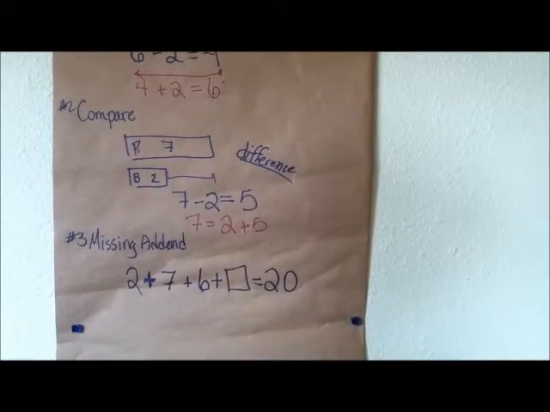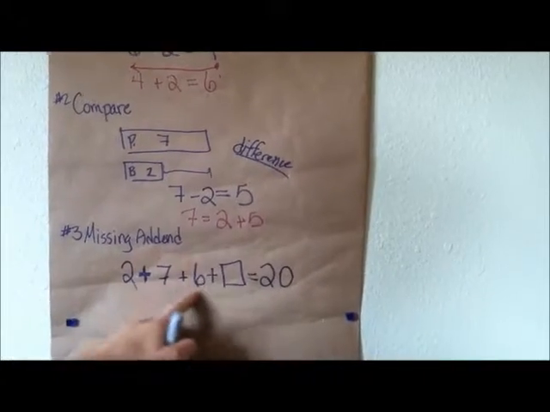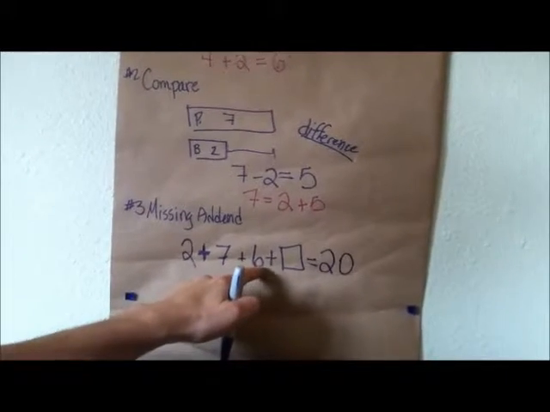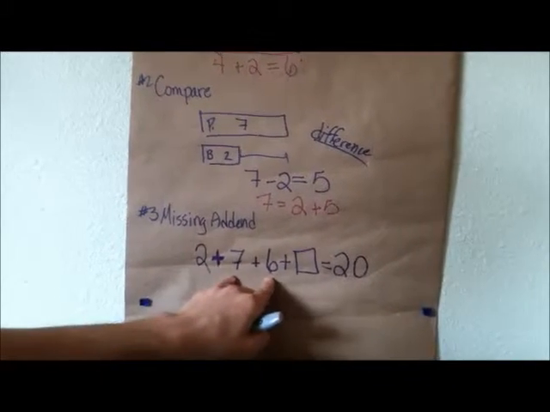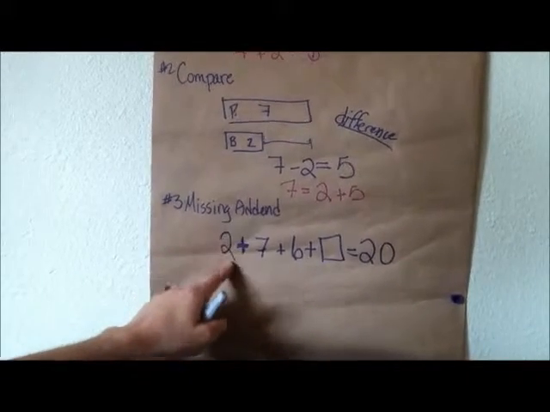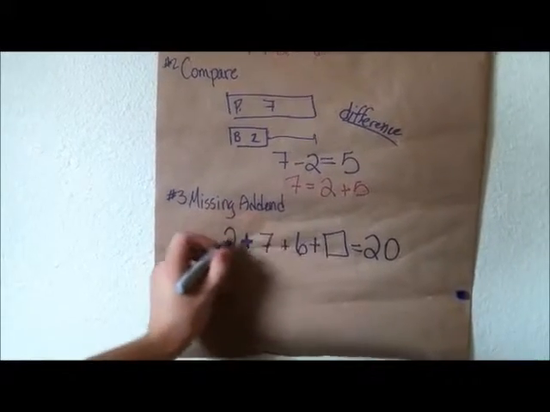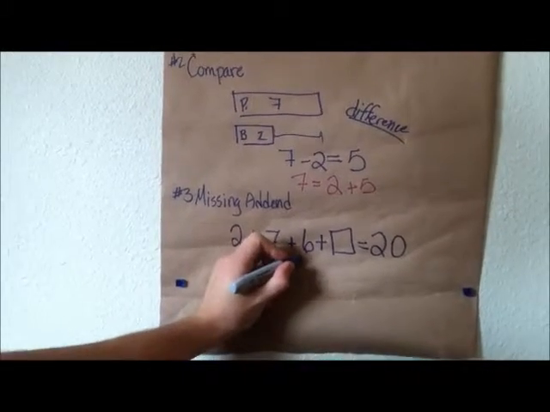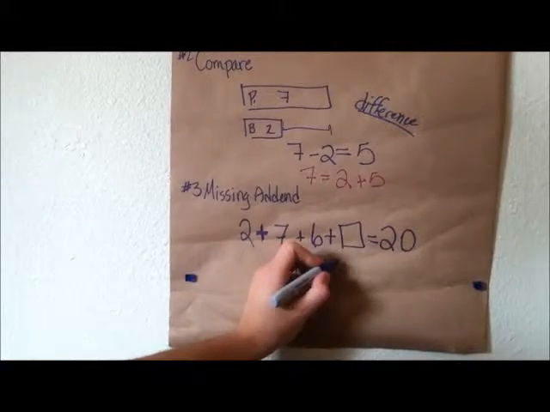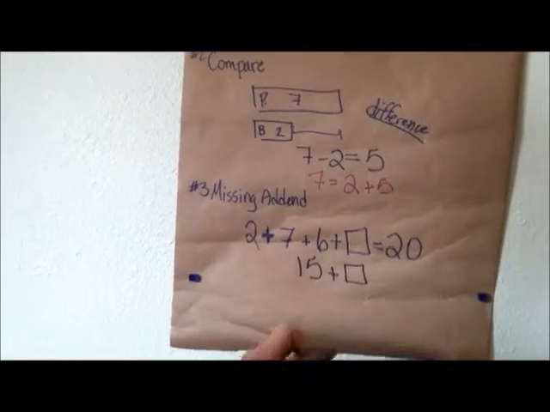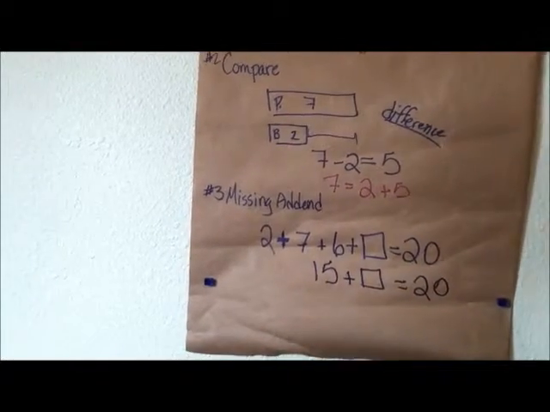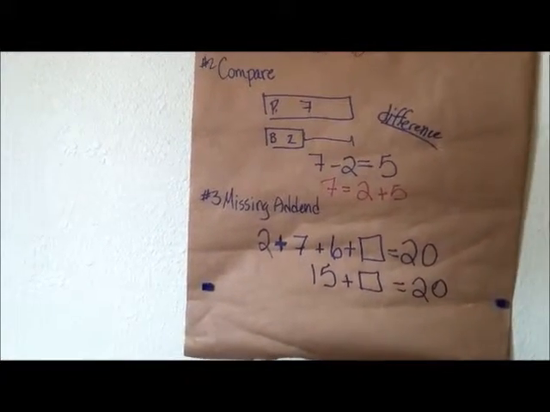So we've got some missing numbers here. We can simplify this. We can make this a lot easier by just adding 2, 7, and 6. I'm going to see that this is 13 plus 2 is 14, 15. So really this whole thing here reduces and simplifies to 15. We don't know what box is, so it just comes down on the next line. And then of course equals 20. That hasn't changed.